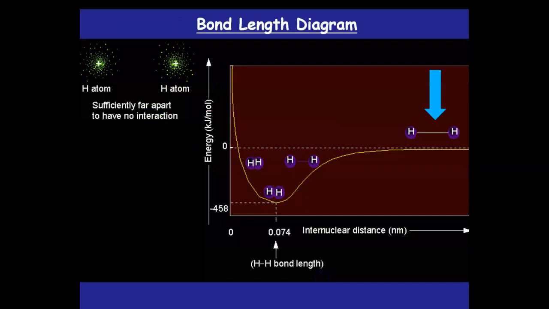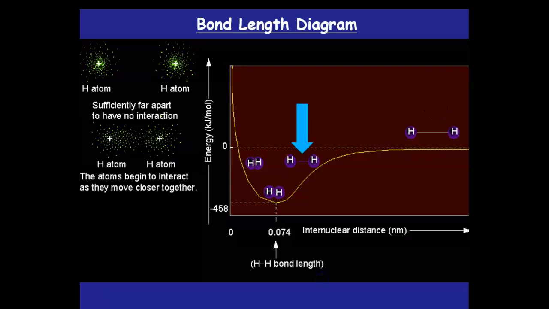Now this gives us a diagram showing the distance between the hydrogen atoms in a covalent bonding situation versus the energy. So you've got separation distance, or internuclear distance in this case, on the horizontal axis and energy on the vertical. And we start off with the hydrogen atoms sufficiently far apart to have no interaction. We move them closer to each other. The atoms begin to interact. You can see that electron to the other nucleus attraction. You can see this mosquito graph here as the density of the electrons between the two nuclei increases.